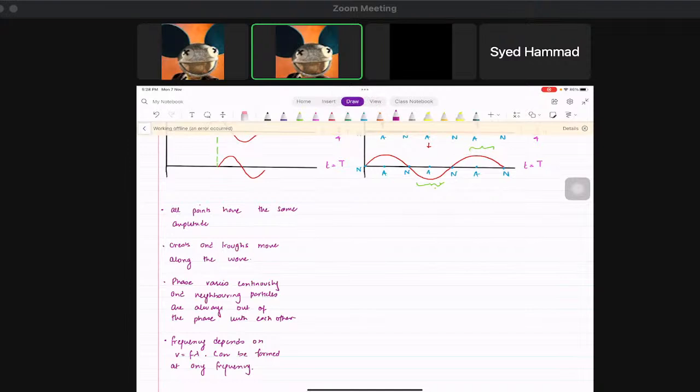Now, in this one, stationary waves, amplitude varies. So at antinode, it's maximum, and at node, it is 0.